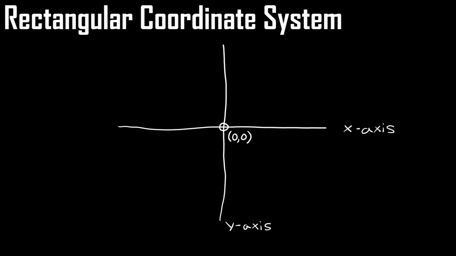Quadrant 1 is right here. And in this quadrant, both x and y are positive. So x is positive and y is positive. To the left is quadrant 2. And in this quadrant, x is negative and y is positive. Down below is quadrant 3. And in quadrant 3, both x and y are negative.